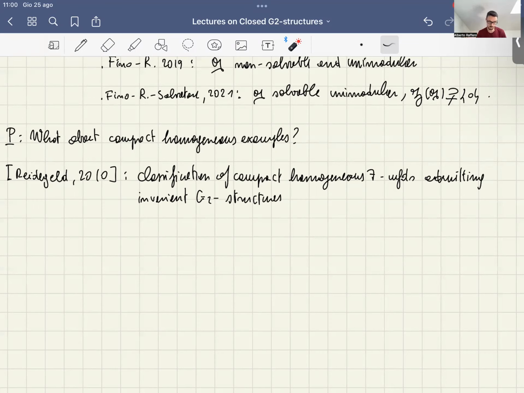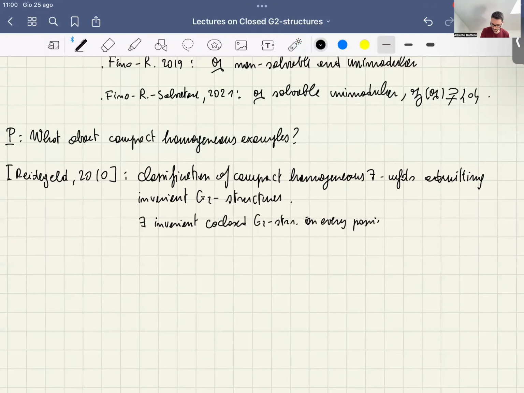So there exist invariant co-closed G2 structures in every case, on every possible manifold, and most of them are actually nearly parallel.